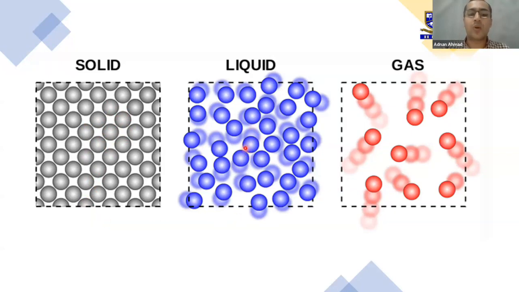So now in liquid, you can see that we have some space within these molecules as compared to solids. And that is why liquids have a higher kinetic energy as compared to solids. So remember, solids have a very high potential energy.